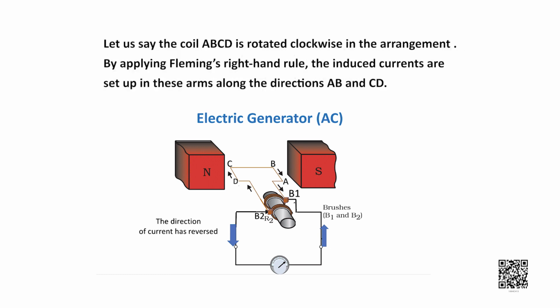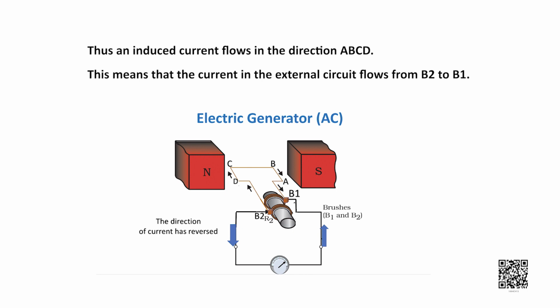Let us say that the coil ABCD is rotated clockwise in this arrangement. By applying Fleming's right hand rule, the induced currents are set up in these arms along the direction AB and CD. Thus, the induced current flows in the direction A, B, C, D. This means that the current in the external circuit is from B2 to B1.